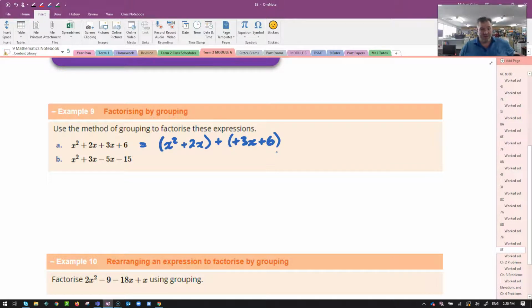That's certainly true. I've put an equal sign there. Those two expressions are still equal. If I added the right-hand bracket and expanded each bracket, I'm still going to get what we started with, so that's okay. What we do now, though, is we just look at each pair and factorize each pair.